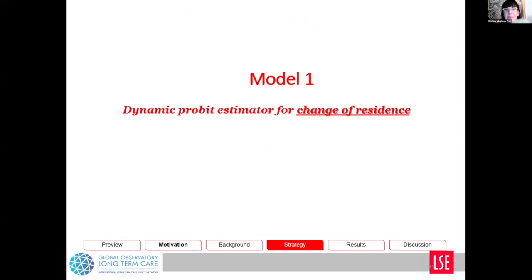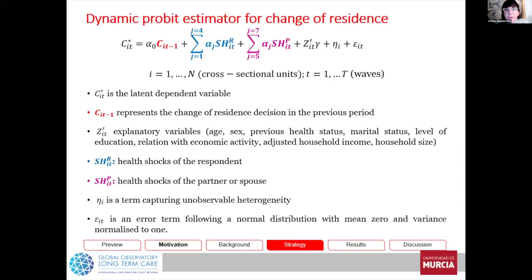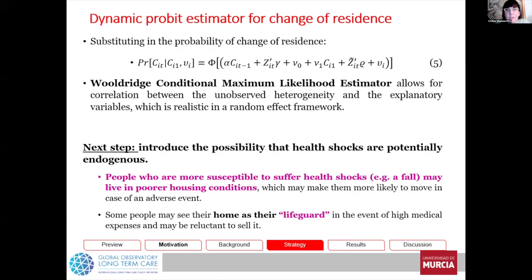The first one is a dynamic probit estimator for the change of residence. It includes having changed residence in the previous period, health shocks of the respondent, health shocks of the partner, a vector of explanatory variables, a variable including the unobservable heterogeneity, and the error term. So in principle, you could use the Wooldridge conditional maximum likelihood estimator.